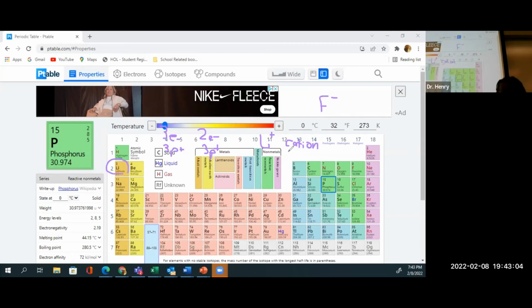Cations are positive, anions are negative. Okay, they're both called ions. Ions is the general group. Either you have a cation or you have an anion. Now this guy is an anion because it's negative.